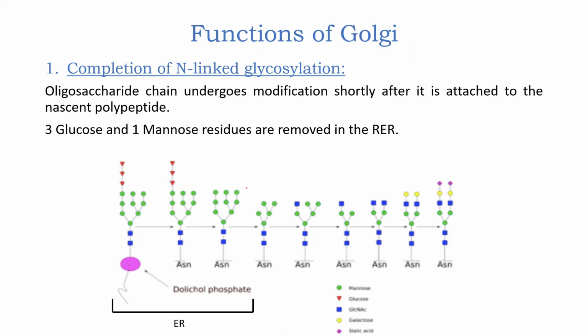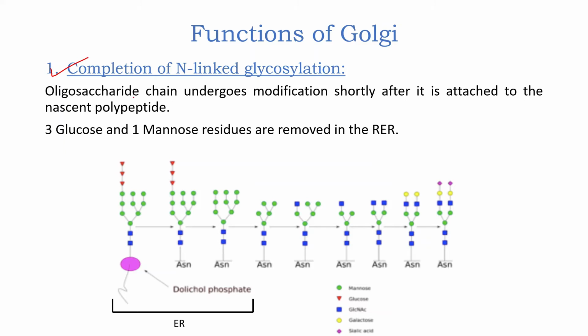Now, coming to the functions of Golgi, the first one is the completion of N-linked glycosylation. Remember, we studied N-linked glycosylation in the rough endoplasmic reticulum lecture. In case you want to brush up the N-linked glycosylation, please watch the second video in this playlist, which is on the rough endoplasmic reticulum. I've talked about the N-linked glycosylation there in detail.